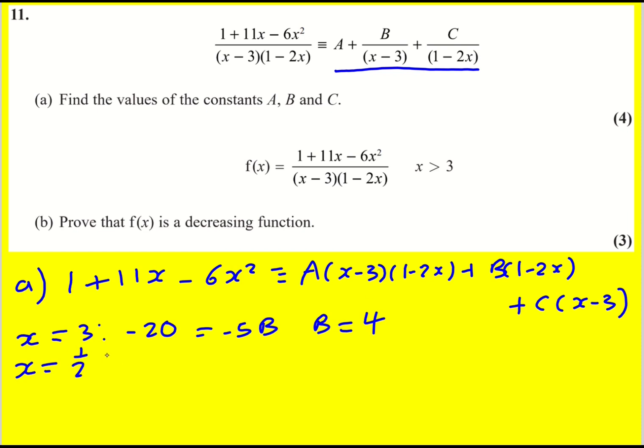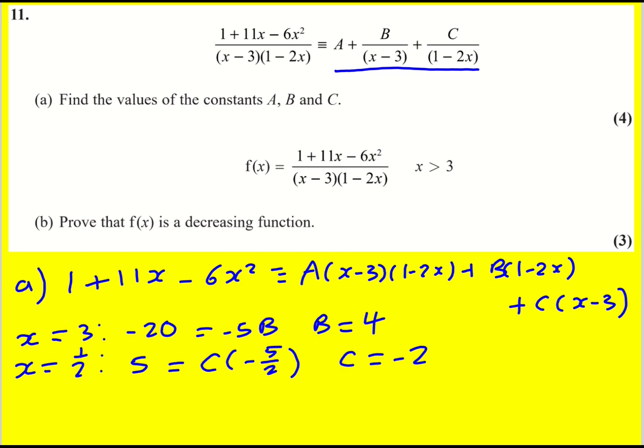Next up, let's go with x is equal to a half, because then the first two terms will disappear. I'll do 1 plus 11 over 2 minus 6 times a half squared. I get 5. And then that will equal c times a half minus 3, over 2. That's actually minus 5 over 2. So c is going to equal minus 2.